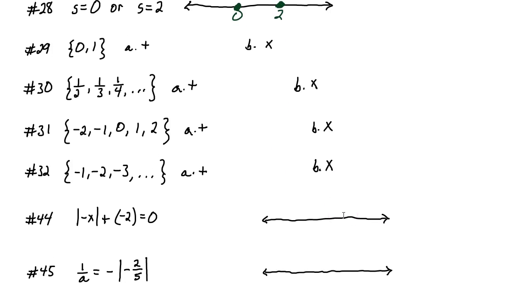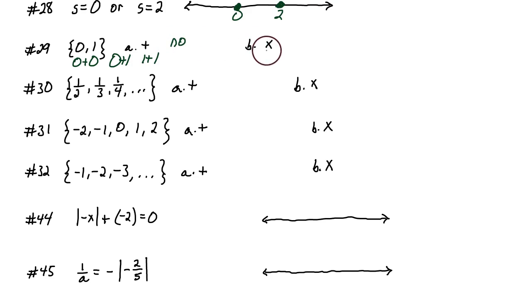Beginning with number 29, we're asked if this set of numbers is closed under addition and under multiplication. To be closed under addition means if you add any 2 of the elements together, you get an element that is in the set. For example, if you add the 0 plus 0, you get 0, which is in the set. Or if you added the 0 plus 1, you get 1, which is in the set. However, if you add 1 plus 1, you get 2, which is not in this set. And so the answer to question A is no.